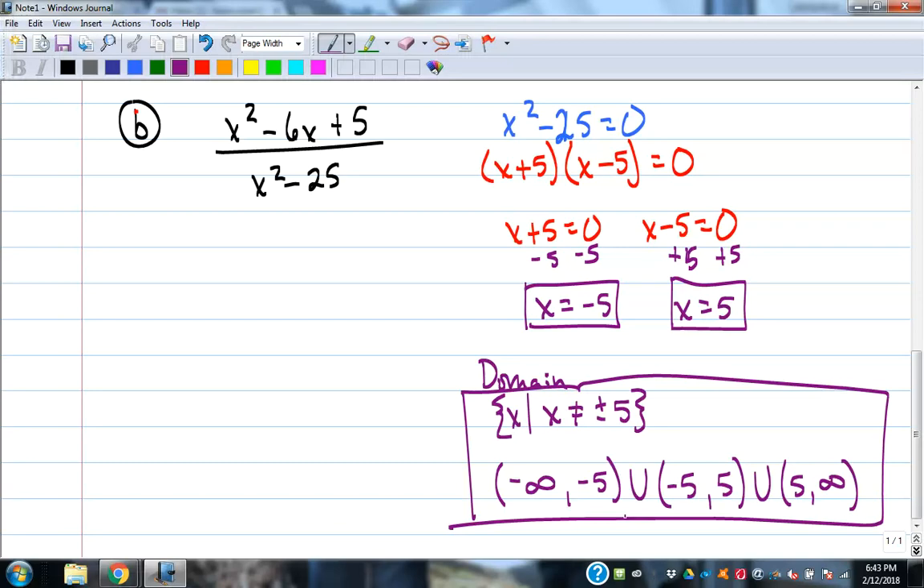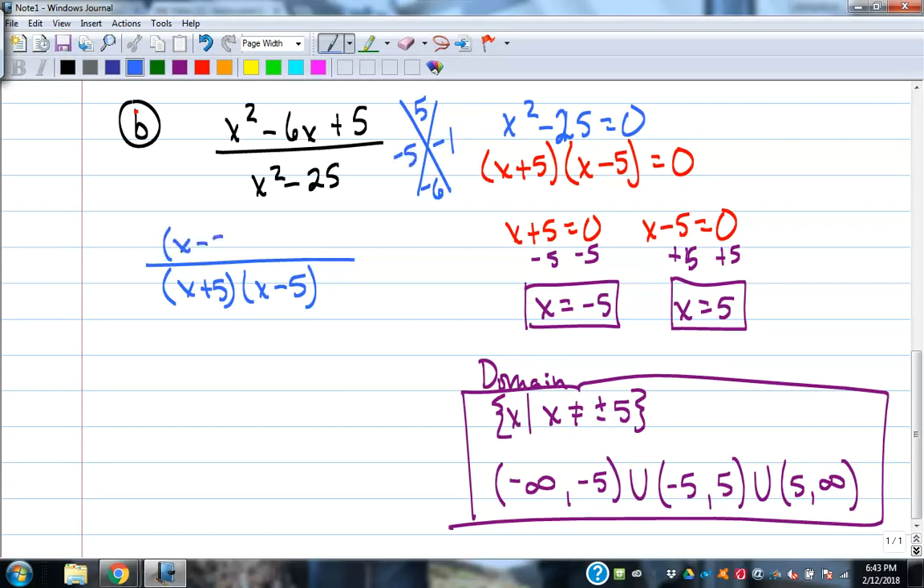Okay. Now here's the great thing. We've already factored the denominator for this rational expression. We know it's (x plus 5)(x minus 5). The numerator we need to factor because it's a trinomial. We're going to try to factor it with the x method. So we need numbers that multiply to 5 and add to be negative 6. It'll be negative 5 and negative 1. (x minus 5)(x minus 1). Because negative 5 times negative 1 is positive 5, and negative 5 plus negative 1 is negative 6. Those are the factors for that. And then when you simplify, you cancel out the matching factors. So the simplified version is x minus 1 over x plus 5.